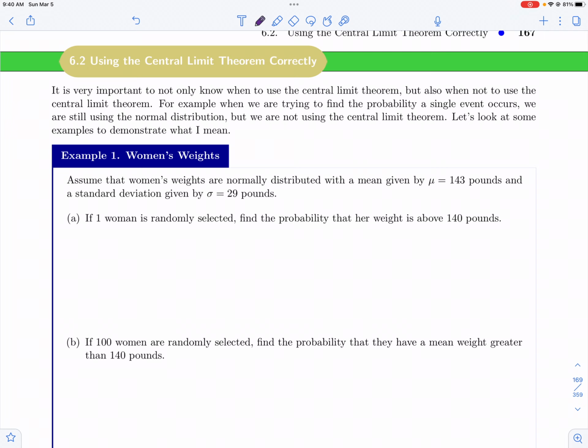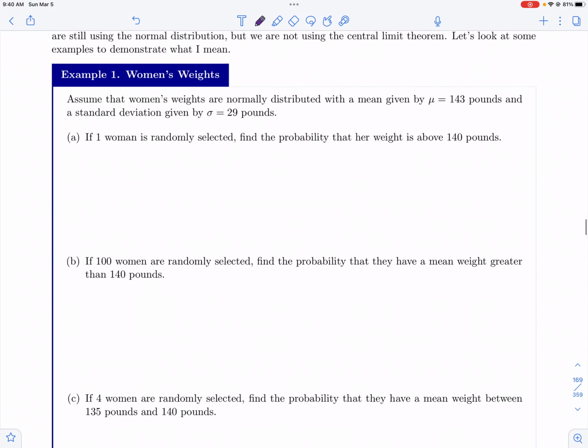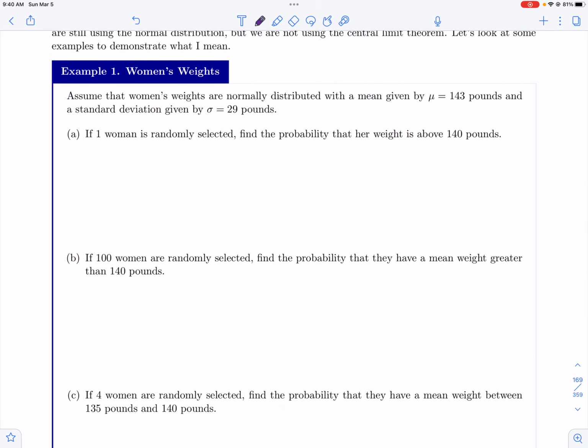Sometimes we're going to be looking for a single person. And so we want to make sure if we're dealing with a single person, that means we're doing like we did in chapter 5, not modifying the standard deviation. If we're looking for the whole group of people, then we are going to apply the central limit theorem to that one.